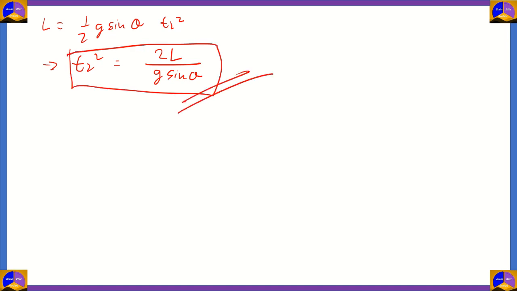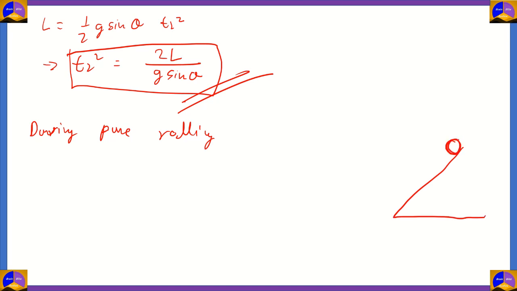So that is the value of t2 squared. Now let's find out the value of t1 squared. For that, we have to consider pure rolling. So during pure rolling, the ring is undergoing translational as well as rotational motion.